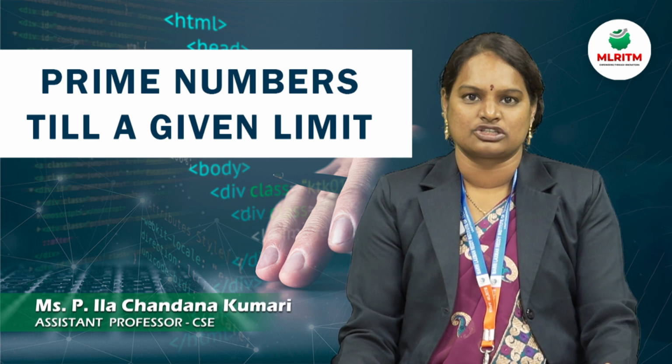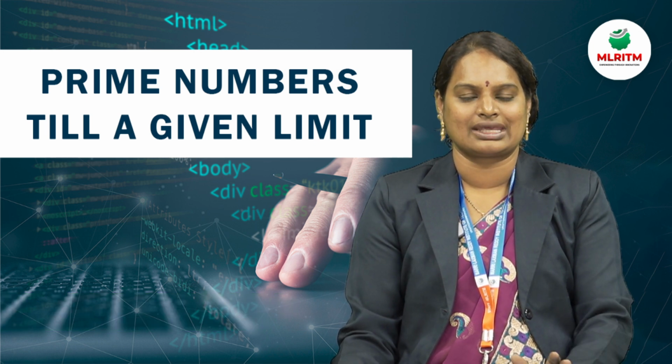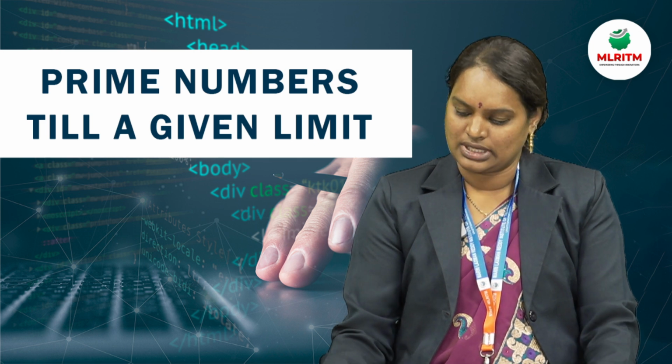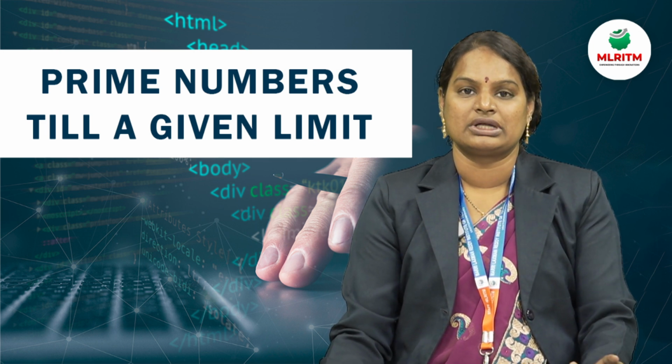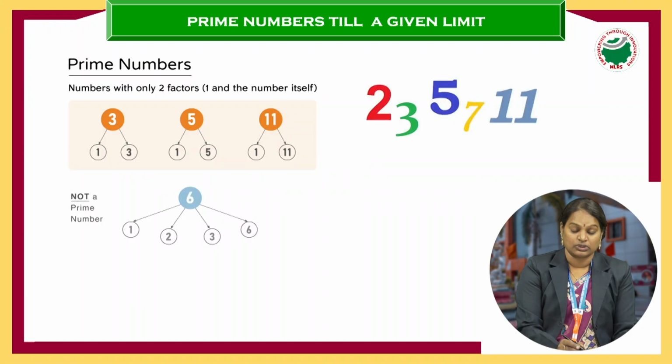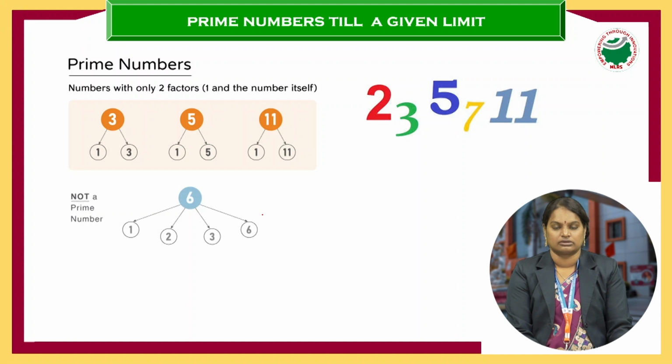Like our previous lectures, we will learn how critical thinking will happen in the next scenarios. In today's lecture, we will see how prime numbers will be printed till a given limit. As we have seen in the previous lecture, we gave one number as input and were just telling whether it is prime or not. In the current example, we will be printing prime numbers till the given limit.